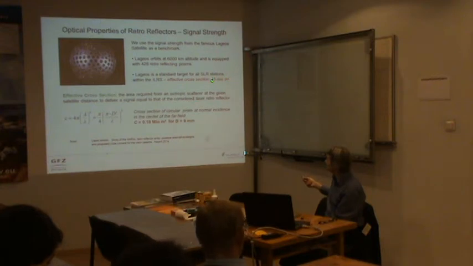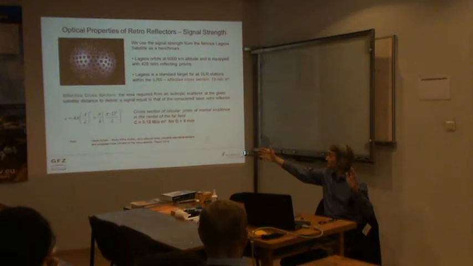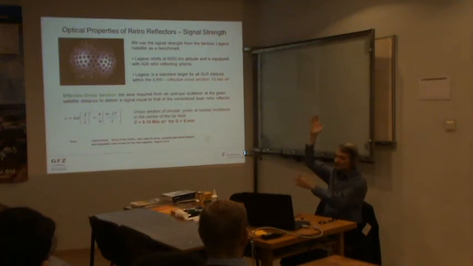What does it mean, the effective cross-section? This is a definition. This is the area required for an isotropic scatterer at a given distance to deliver a signal equal to that of the considered laser reflector. Or to say it more simply, take a satellite 6,000 kilometers away with Lageos's properties. In case you get the same signal from a white sheet of paper at the same distance of 6,000 kilometers, this sheet of paper would have to have a surface of 15 million square meters.